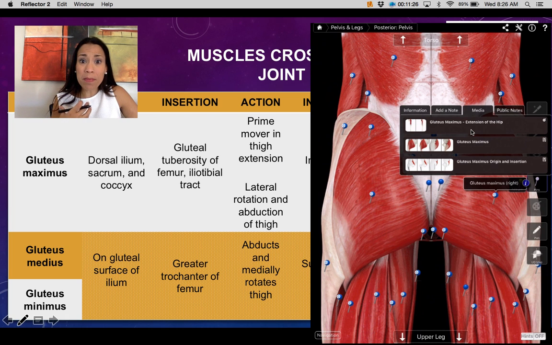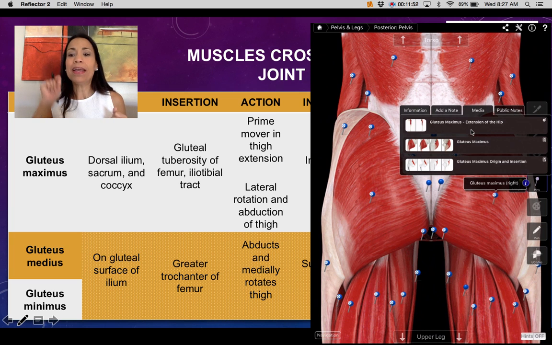The prime action, the main movement in here, is extension at the hip. Actually, gluteus maximus is the prime mover for extension at the hip. But it's not that you're going to work out this muscle just by saying, well, I'm going to extend my hip. Anatomical position is extension, right? So I'm going to be standing or walking and I'm going to work out my gluteus maximus.